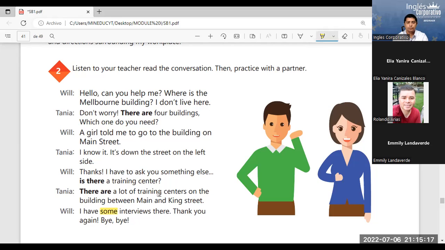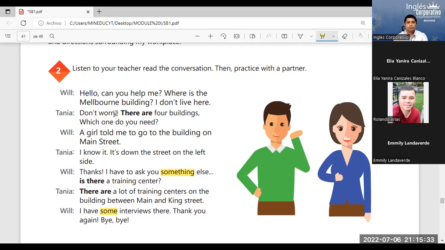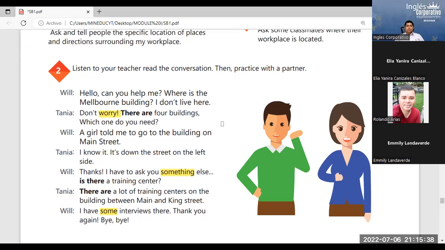Hello. Can you help me? Where is the Melbourne building? I don't live here. Don't worry. There are four buildings. Which one do you need? A girl told me to go to the building on Main Street. I know it. It's down this street, on the left side. Thank you.